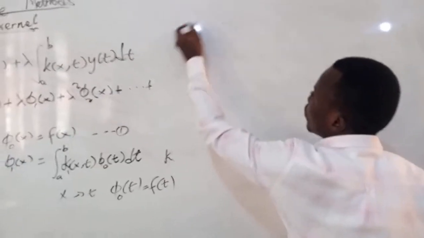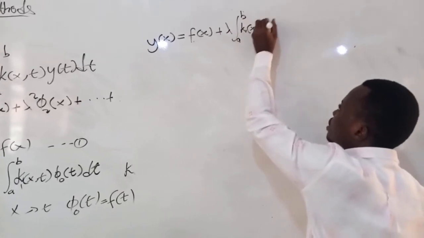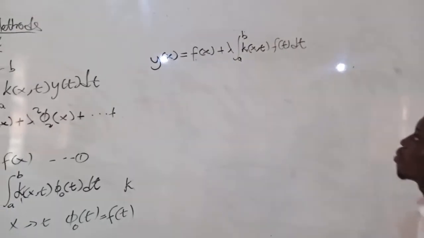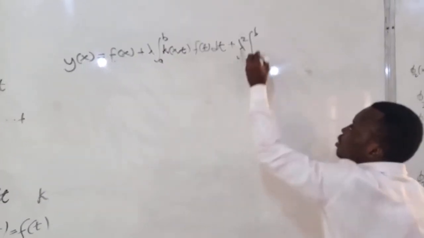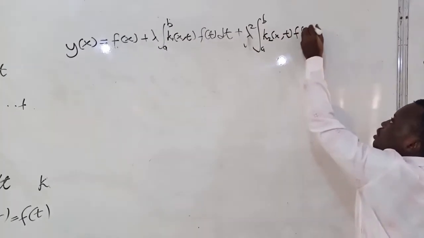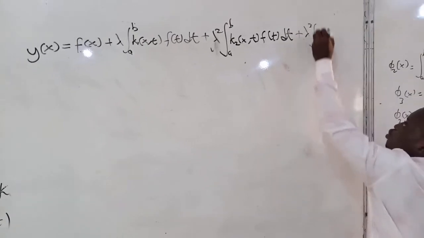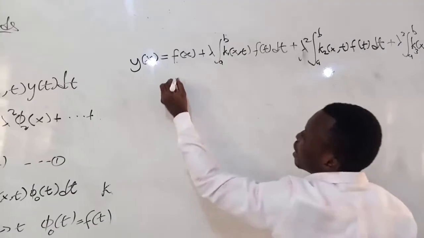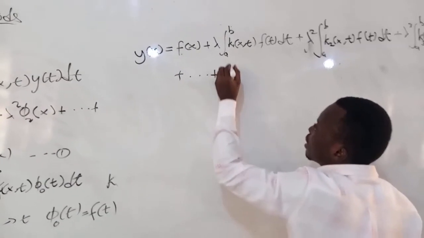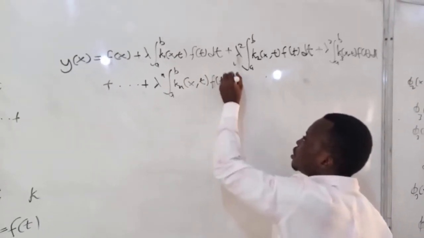Now from this side, we have y of s equal to f of s plus lambda integral from a to b of k1 of st f of t dt, plus lambda squared integral from a to b of k2 of st f of t dt, plus lambda cubed integral from a to b of k3 of st f of t dt, plus dot dot dot, plus lambda to the n integral from a to b of kn of st f of t dt.